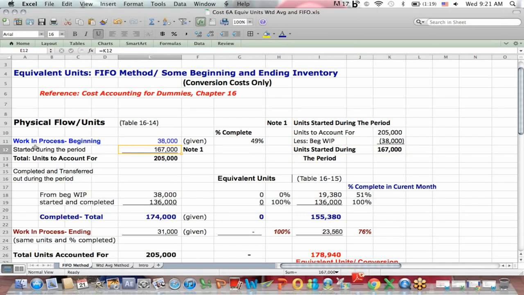I know that's true because the units to account for, made up of beginning WIP and started items, has to equal units accounted for. And I always say at this point that for the units accounted for section, units in production only end up in one of two places. Either they're completed and transferred out, which means we finished them, or they're in ending work in process. And by the way, units to account for has to balance with units accounted for.